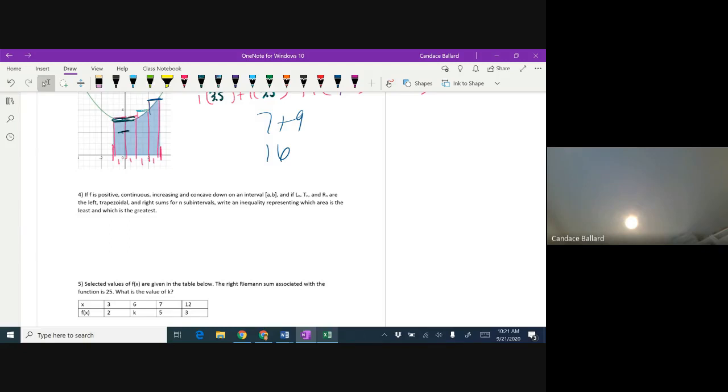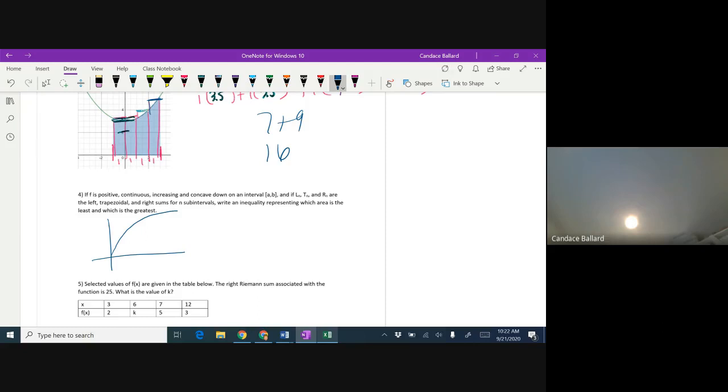So if f is positive, continuous, increasing, and concave down, I'm going to draw something that is positive, continuous, increasing, and concave down. There we go. If L sub n, T sub n, and R sub n are the left, trapezoidal, and right sums for n subintervals, write an inequality representing which area is the least and which is the greatest.